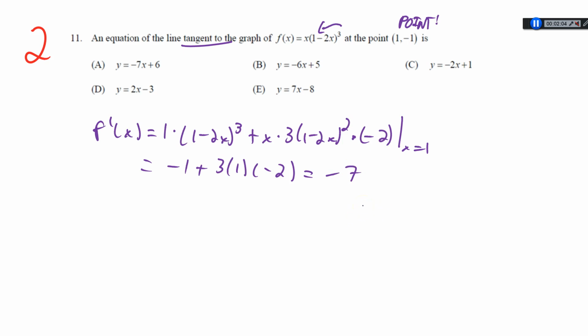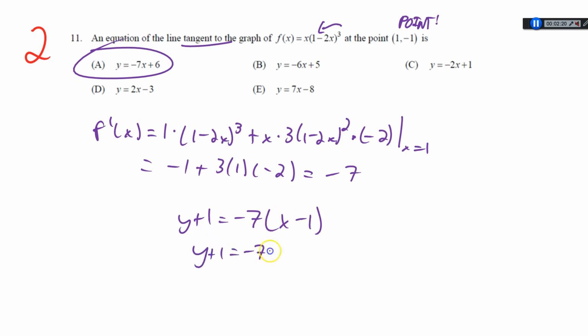So now, right away, which one do we know it is? There's only one here that has a slope of -7. It's this guy. Let's double check though. y plus 1 equals -7 times (x minus 1). Well, so we're written in slope-intercept form here, so we've got to distribute. y plus 1 is -7x plus 7. Subtract 1 from both sides. y is -7x plus 6. There you go. That's all there is to it.